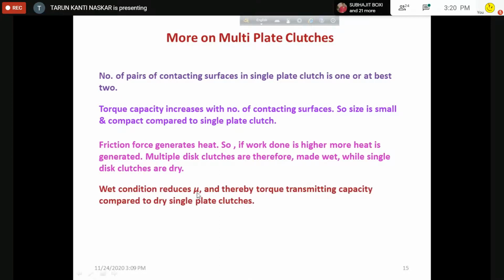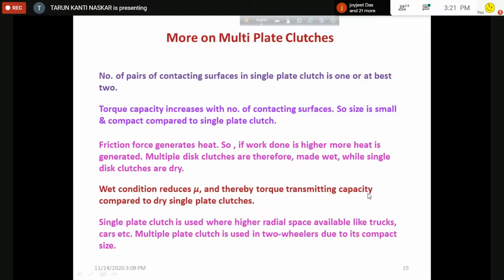Wet condition reduces mu and thereby torque transmitting capacity compared to dry single plate clutches. If mu is reduced, then torque transmitting capacity is also reduced. So for wet condition, mu will be reduced, obviously, if there is lubrication. This is the point here.